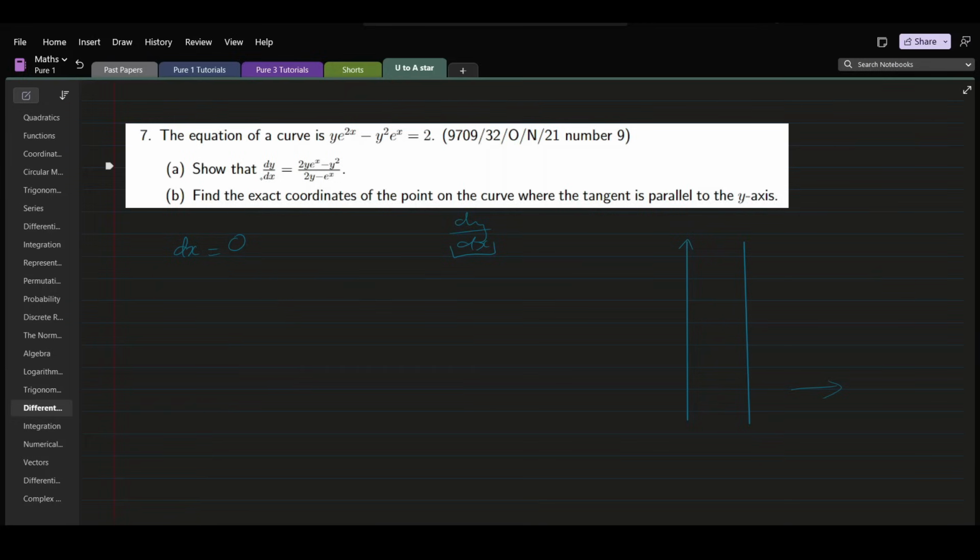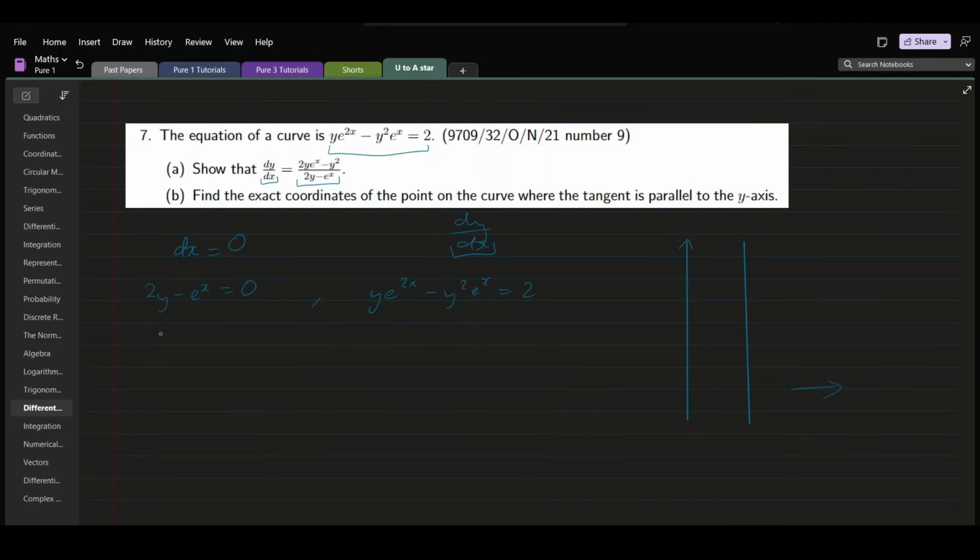So we can come to this denominator and equate it to 0. So 2y minus e to the x is equal to 0. And then we can also use the equation of the curve, since we want the point on the curve where the tangent is parallel to the y-axis. So we're going to use y e to the 2x minus y squared e to the x is equal to 2. We're going to solve these two equations simultaneously.